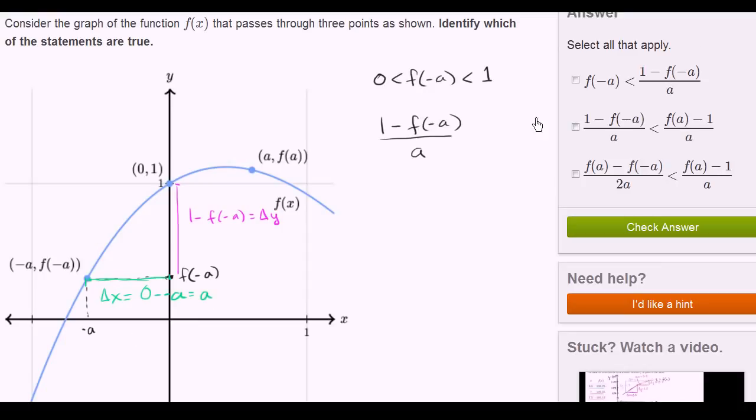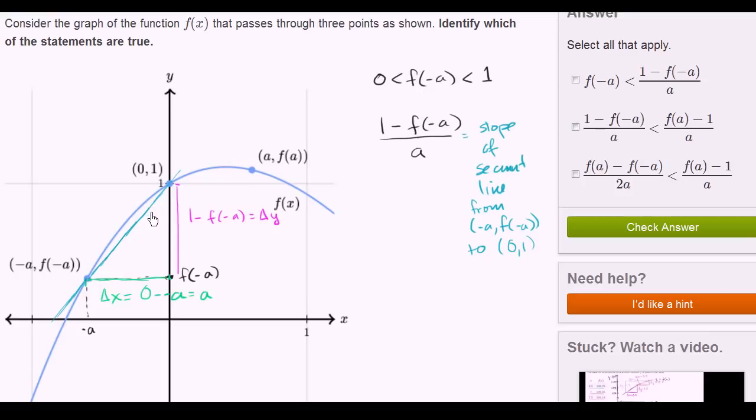So this right over here is essentially our change in y over our change in x from this point to this point. It is our average rate of change from this point to this point, or you could say it's the slope of the secant line. So the secant line would look something like this. So this right over here is the slope of the secant line from negative a, f of negative a, to 0, 1.